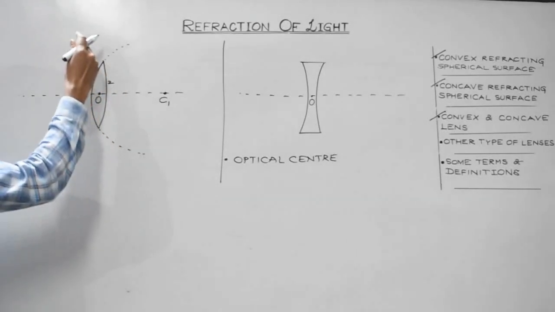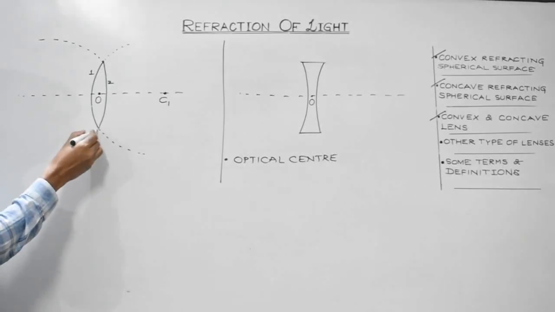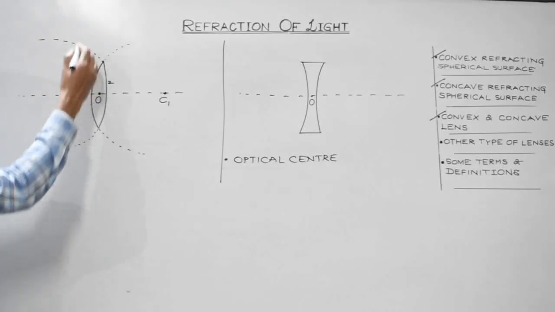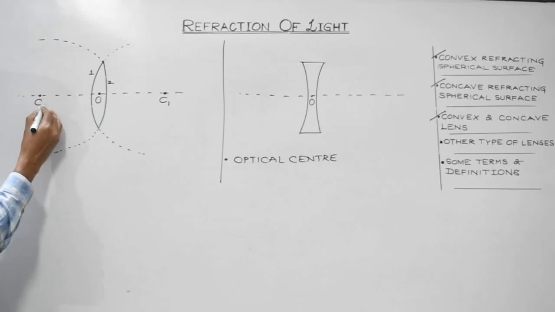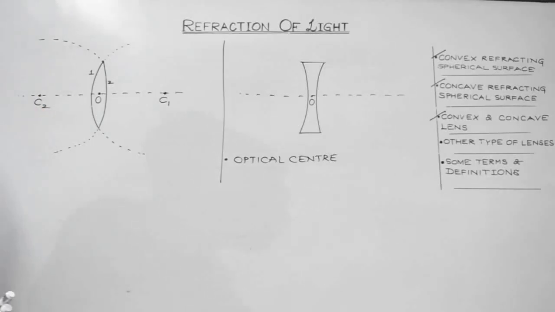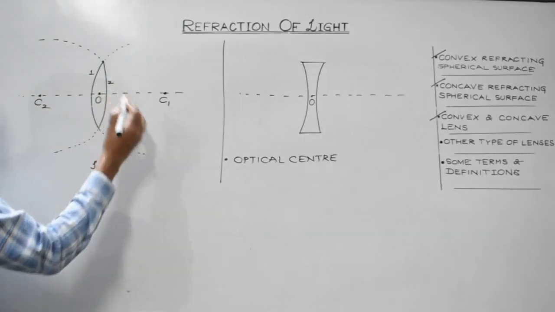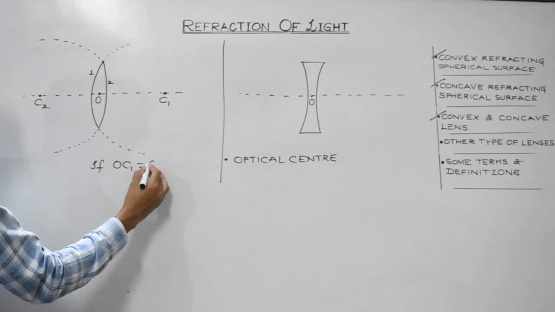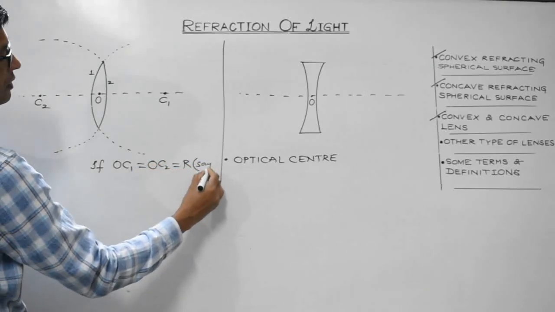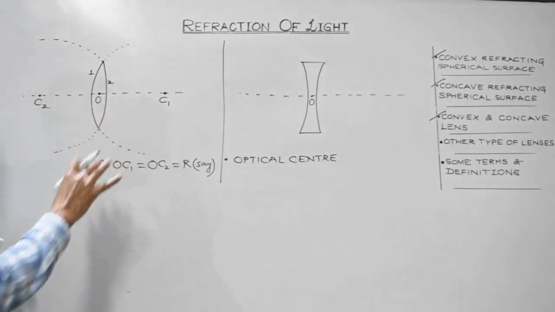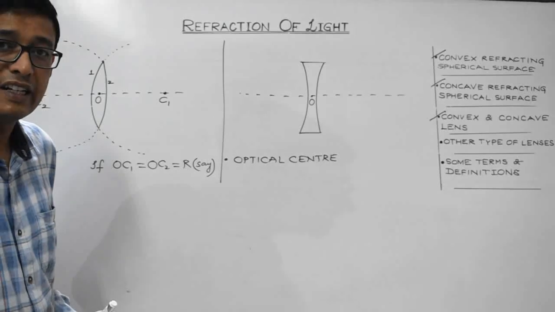And this is second. The second surface is also curved. It's also a part of a sphere, so its center would also lie somewhere over here. Suppose this is C2. So if both have the same radius, OC1 is equal to OC2 is equal to R, say. Let us consider the curved surfaces both have the same radius.